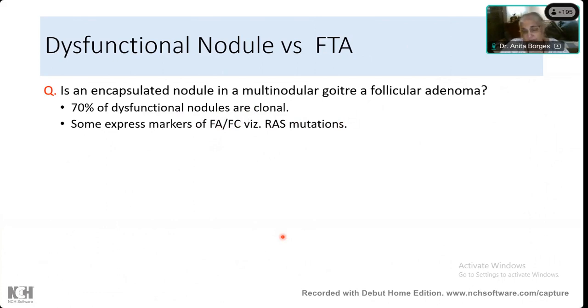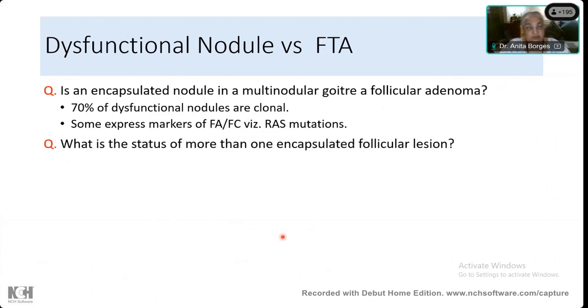So now, are we justified therefore in calling only encapsulated lesions adenomas? I think it's a philosophical question which we have to deal with, okay? And what is the status of more than one encapsulated follicular lesion? It was said, and many textbooks still carry it, that to be called a follicular adenoma, you must have just one encapsulated lesion. And what do you do if you have multiple encapsulated lesions? The textbooks don't tell you.